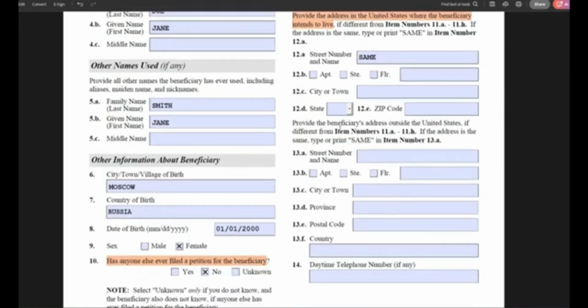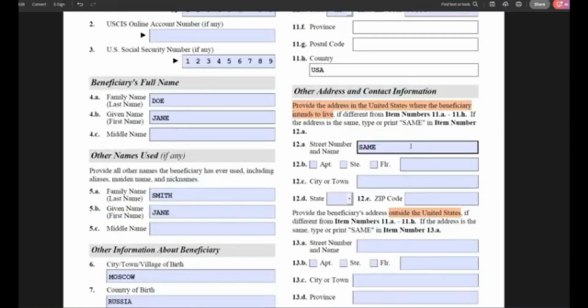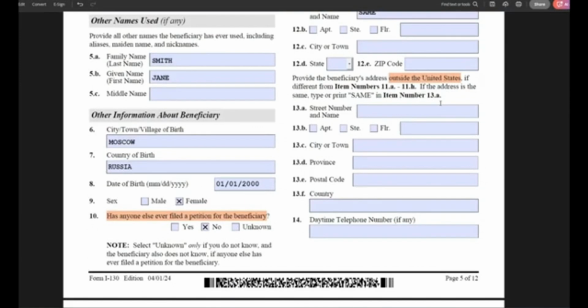Next, provide the beneficiary's address outside the United States. If this address is the same as here, then down here you don't have to repeat this foreign address again. You can just type same. And the way that you would write this foreign address, you can quite literally put it in the same format as the foreign address and simply just type it into English letters.